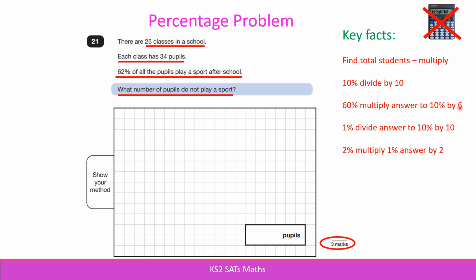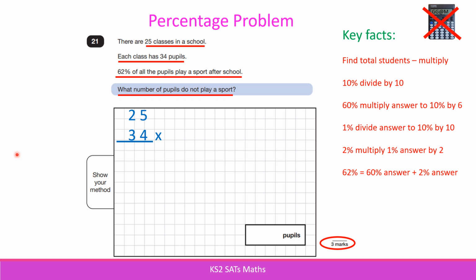Once you've got your 60% and your 2%, you're going to add together those two answers to give you the 62%. Then, once you've got your 62% of people that play sport, you've got to work out the number of people that do not play sport. So you've still got another calculation to do to work out how many do not play sport. Press pause, have a go at working out the answer, then press play when you're ready to hear the answer.